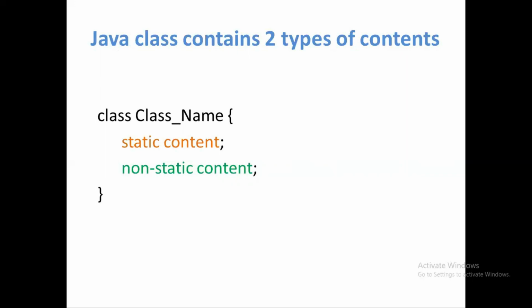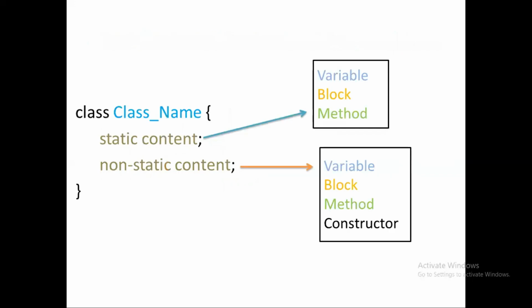If you write anything other than this, Java doesn't know what it is. Java classes contain only static content and non-static content. Now we can see what the static content and the non-static content are. The static content could be a variable, a block, and a method. These three possibilities are there. Non-static content could be a variable, block, method, and constructor.